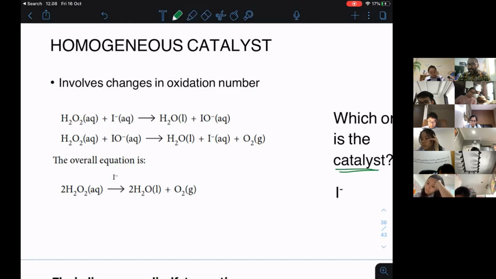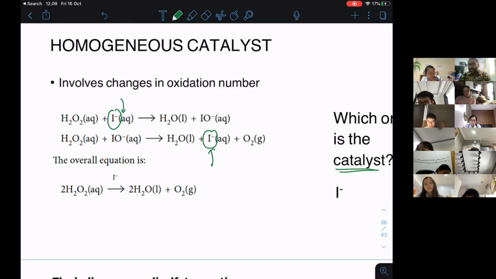Okay, they do react, but they appear not to react because the product is also going to be the catalyst. So in this case, the only thing that appears not to react is I minus, because I put in I minus and I am getting back the I minus. I put it in aqueous form, and I am getting it back in aqueous form also.